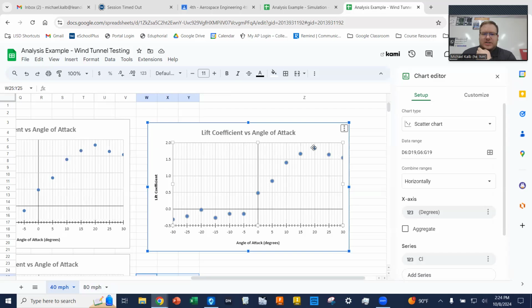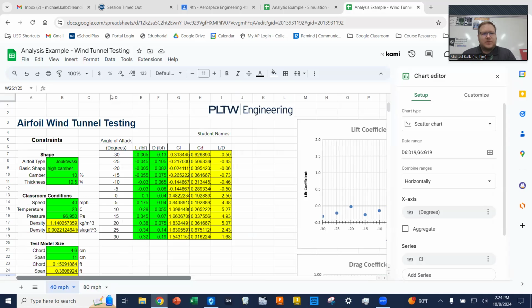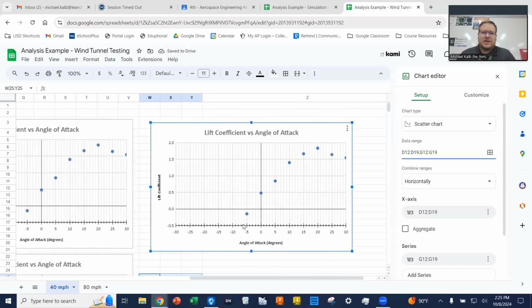So I don't want to consider anything before negative 5 degrees. If we look over here, negative 5 degrees, that's row 12. So over here on the data range, I'm going to change where that says D6 to D12, and where this says G6, I'm going to change that to G12 to make the lower bound, and then press enter. So now the lower bound of that is at negative 5. I've cut off all the other stuff.